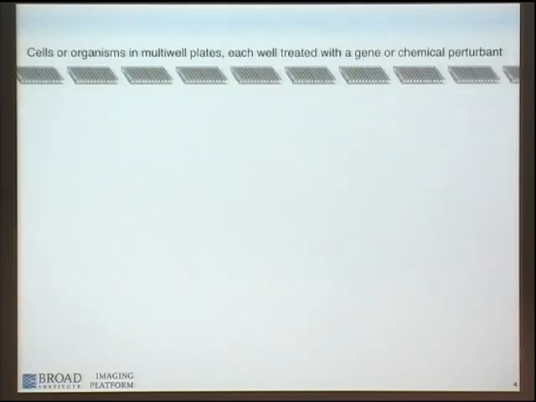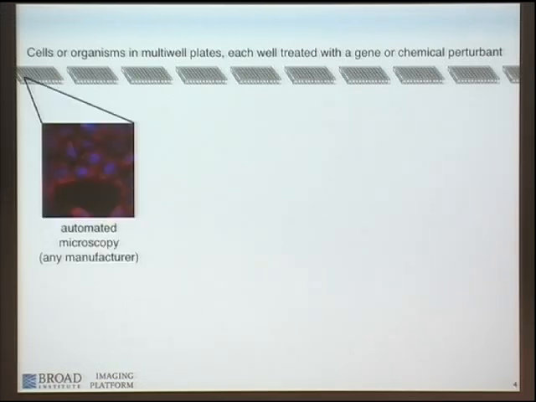So in our typical experiment, we have a large number of multi-well plates. Each one has some cells in it, or in some cases organisms. We also do some experiments with C. elegans worms or maybe zebrafish. Each cell sample is treated with either a genetic or chemical perturbant of some sort, something that does something to the sample. And our goal is typically to find which samples are interesting, which ones have an interesting phenotype, phenotype being a property that's related to the biological process of interest or the disease of interest, and so on.